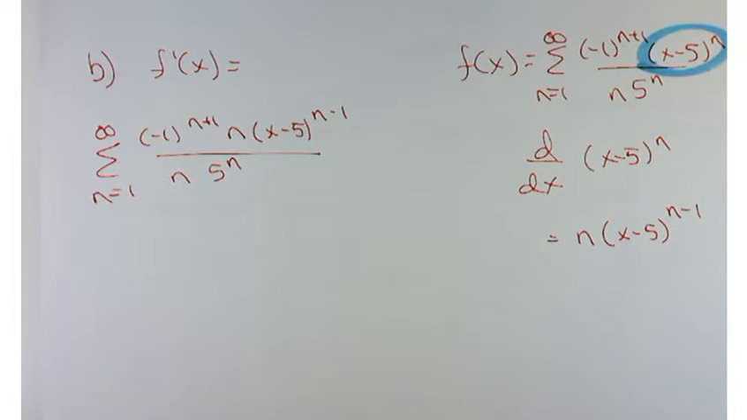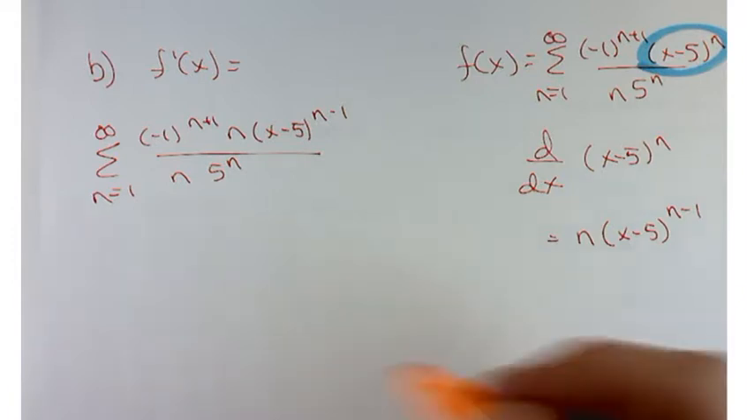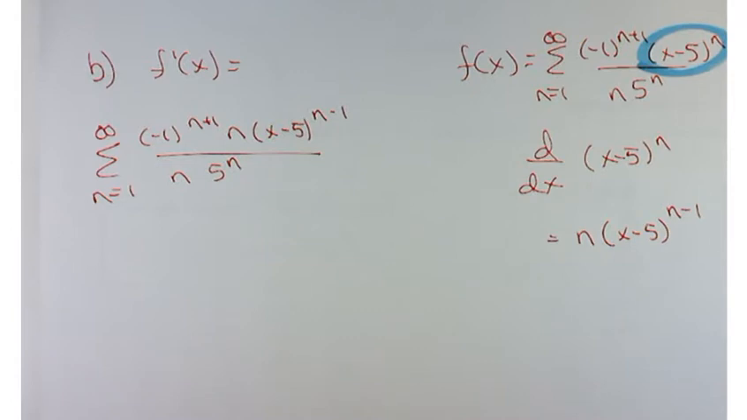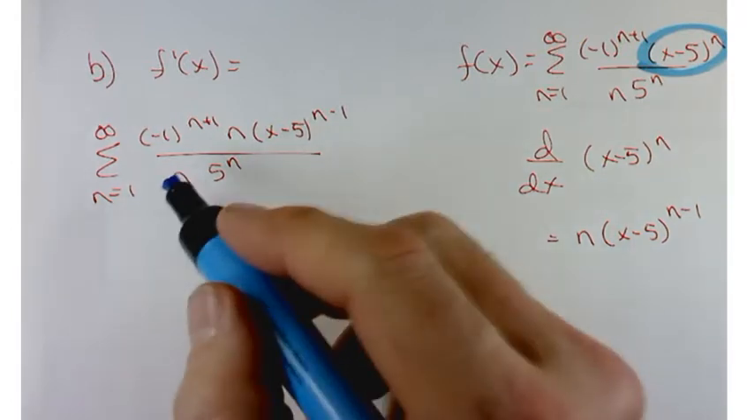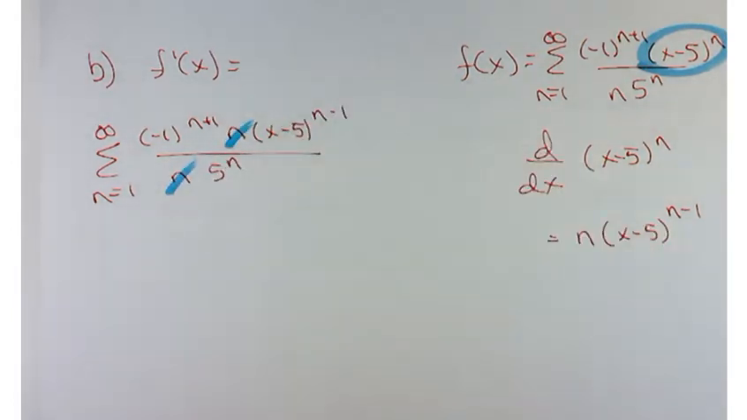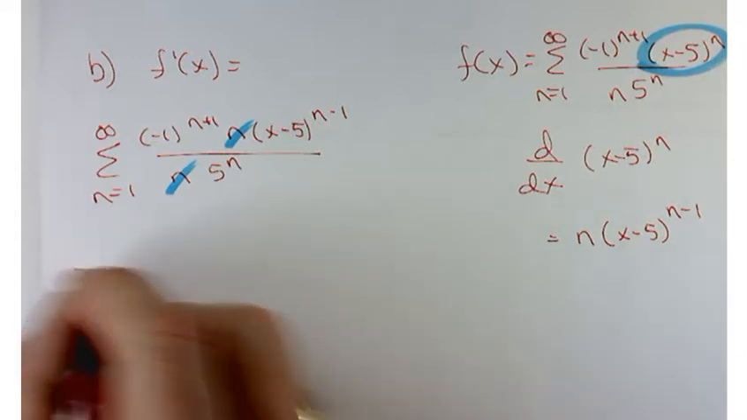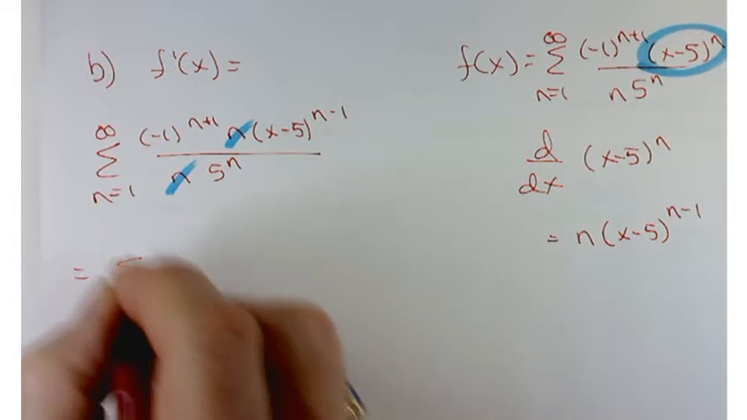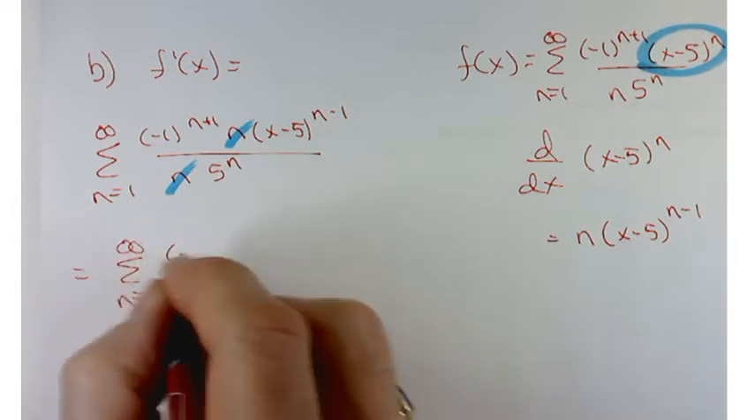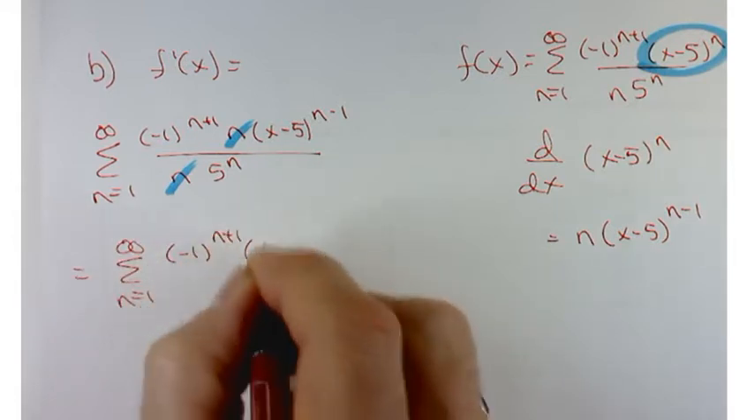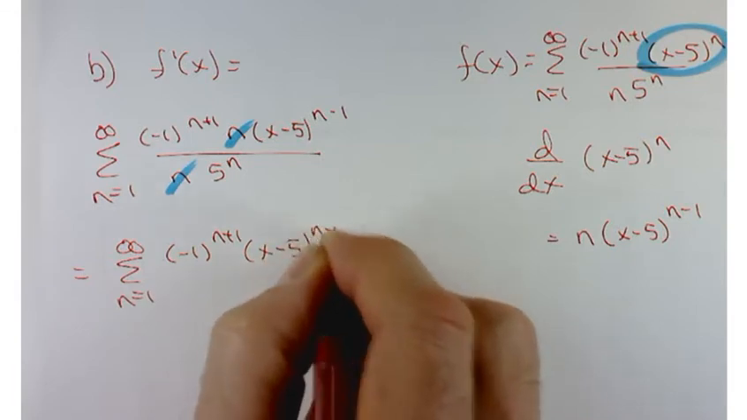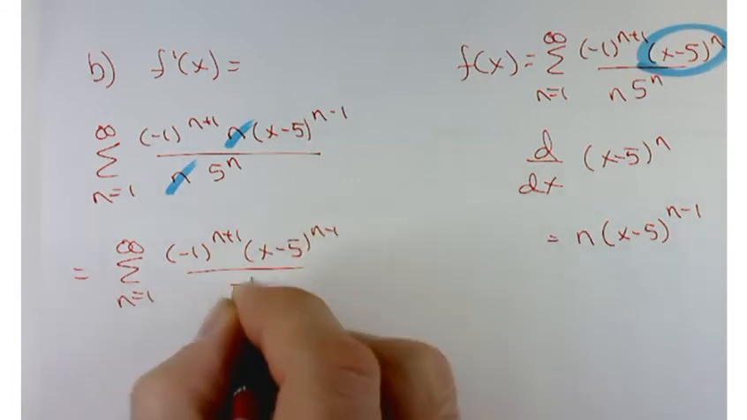I hope you don't leave it like this. Why not? There's a little something you can do to simplify this. Cancel the n's, right? Let's get rid of the n's. So we're left with the sum from n equals 1 to infinity of negative 1 to the n plus 1, (x minus 5) to the n minus 1, over 5 to the n.